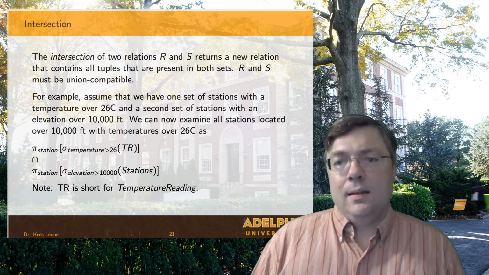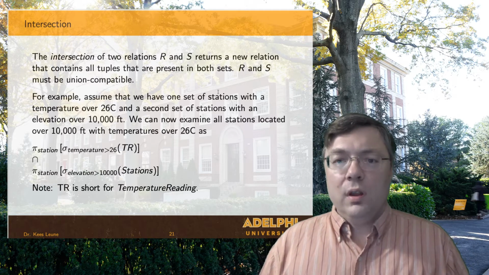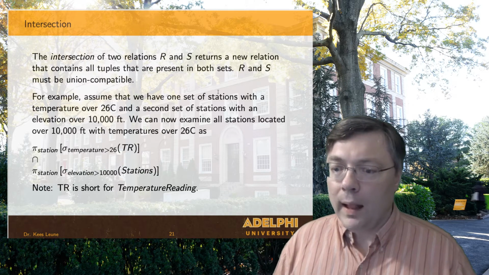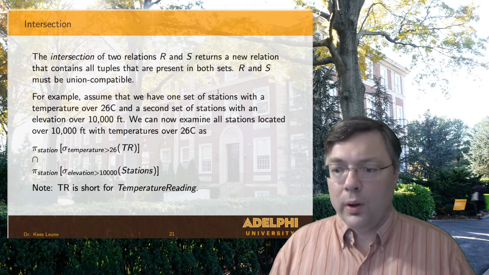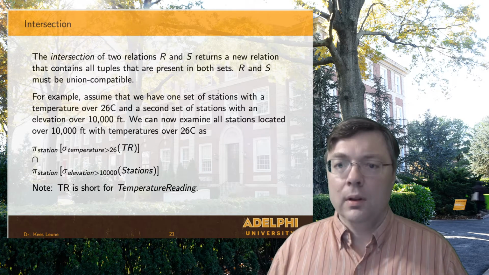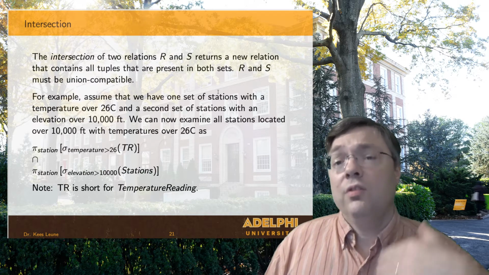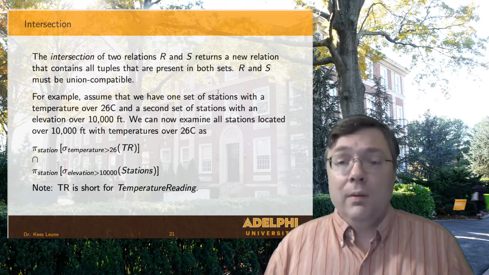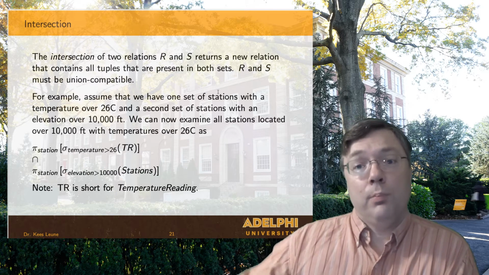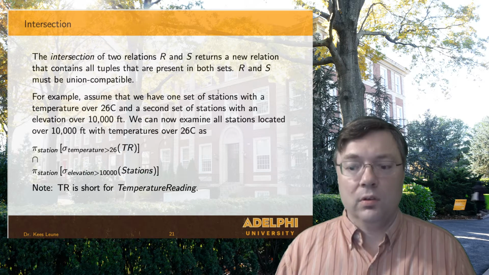I might be more picky than that and say, no, I want the intersection. I want only to see those tuples that are present in both relations. So for example, I want to have, on the one hand, a query that returns all stations with a temperature over 26 degrees Celsius. And I might have a second one that returns all the stations that have an elevation of over 10,000 feet. So really what I'm asking then for is, show me all of the stations that are located at an altitude above 10,000 feet and which have recorded a temperature of 26 degrees Celsius or more.